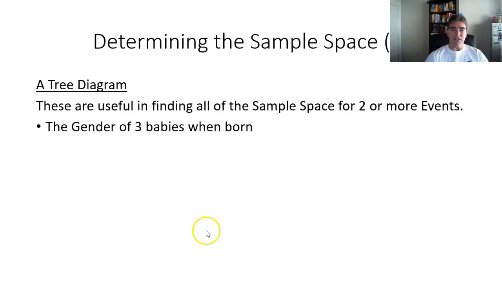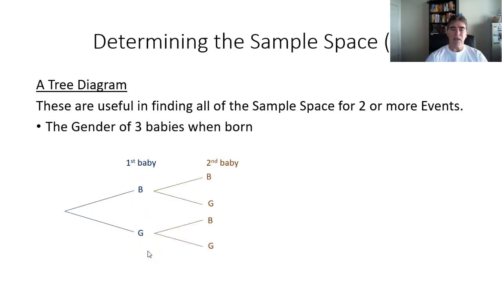So let's have a look at another example: the gender of 3 babies when born. What we do know is that our first baby, and I'm going to use boy and girl. I'm not going to be politically correct and have gender neutral, etc., but I'm going to have boy and girl for the sex of the first baby, because we've got 2 possibilities. And then our second baby, just like we did with our coin, we can have a boy or girl branching off that, or a boy and girl branching off that.